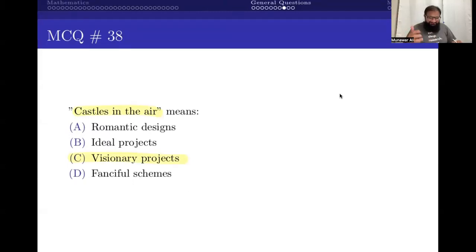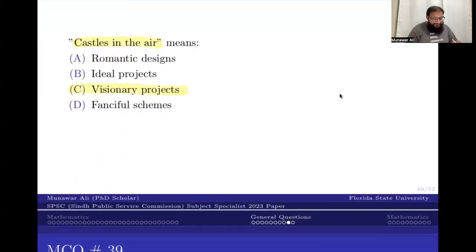Option A is romantic, not related. Ideal means very good and very suitable. And fanciful, no. Schemes, so this is not our option.